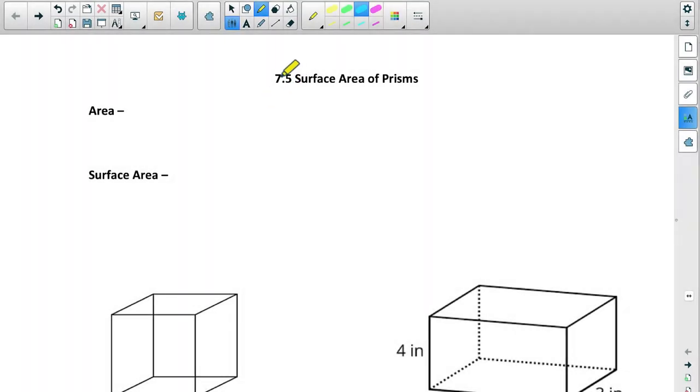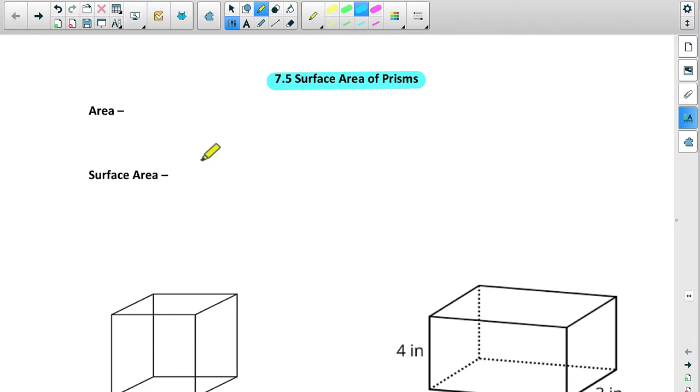Okay, we're going to start surface area now. We'll do surface area of prisms for today, and next day we'll do surface area of cylinders. And then I think the third day we'll do tough ones. We'll do the composite shapes. It's really hard, actually.